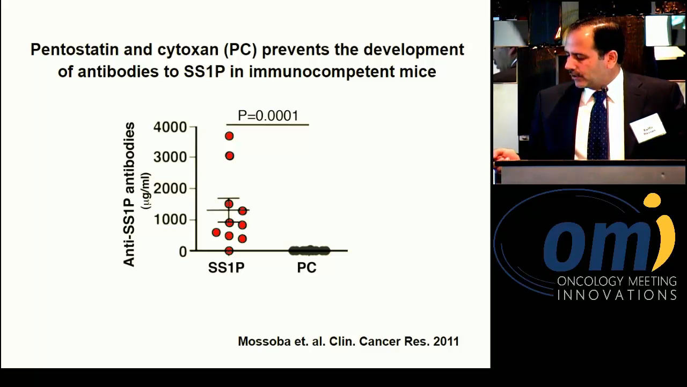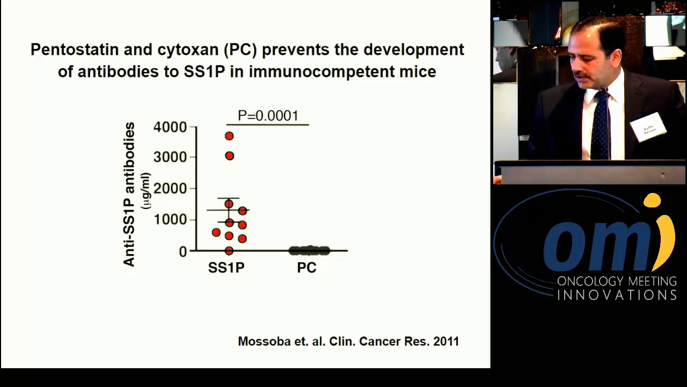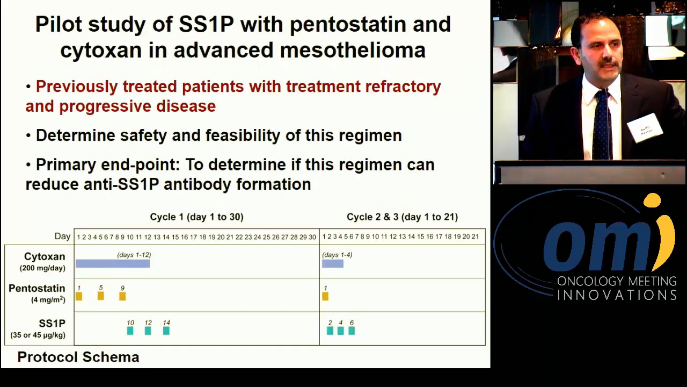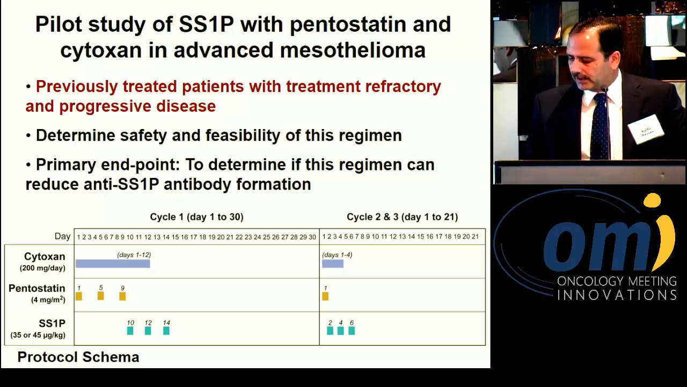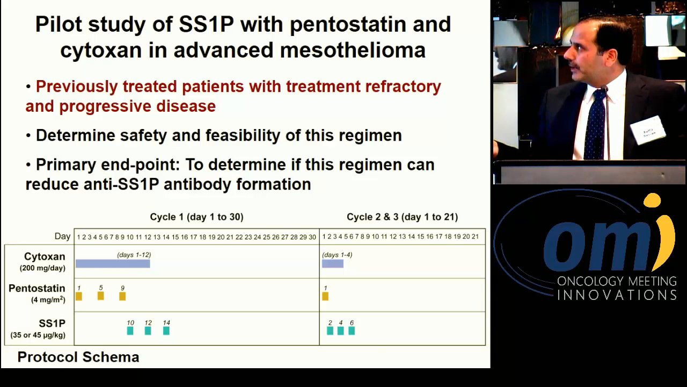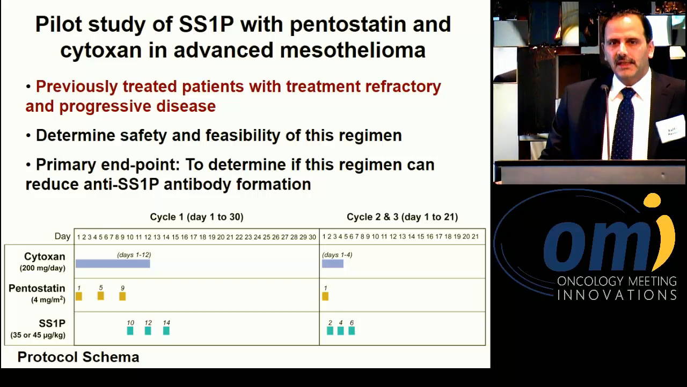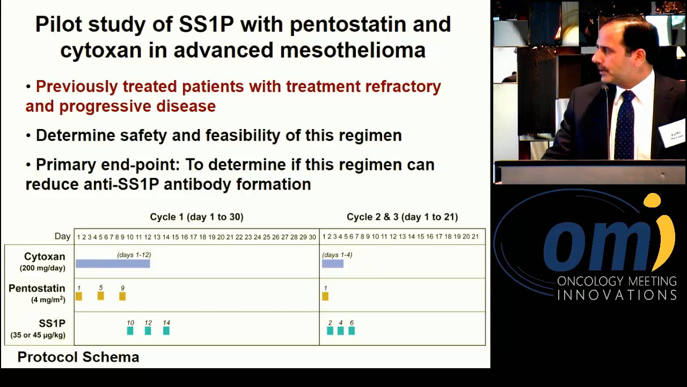As I showed yesterday, in our preclinical studies, we showed that the regimen of pentostatin and Cytoxan can completely get rid of immune response in immunocompetent mice. So we decided to do a very small proof of concept study, doing exactly what we did in mice, in a small clinical trial in patients. The patients enrolled had treatment refractory and progressive mesothelioma. The goal of the study was to see if it is safe and feasible to do this, and the primary objective was to see if we can decrease antibodies to SS1P.